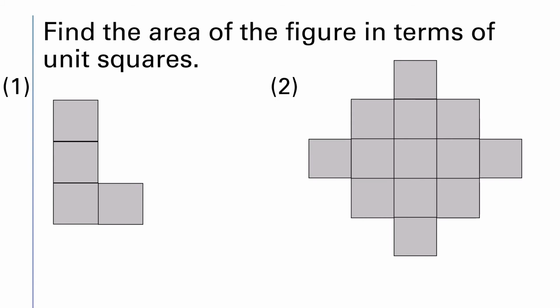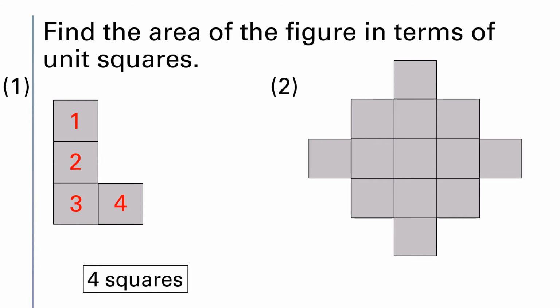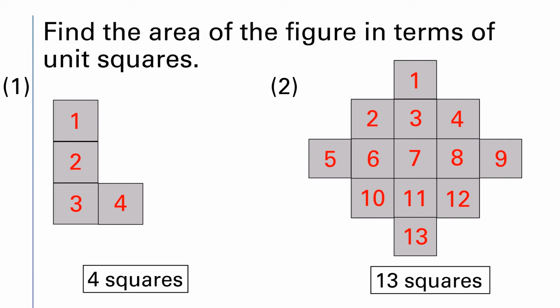Find the area of the figure in terms of unit squares. Let us count the squares of first figure, that is 1, 2, 3 and 4. So in first figure the area is 4 squares. Let us count the squares of second figure and find the area. 1, 2, 3, 4, 5, 6, 7, 8, 9, 10, 11, 12 and 13. So in second figure the area is 13 squares.